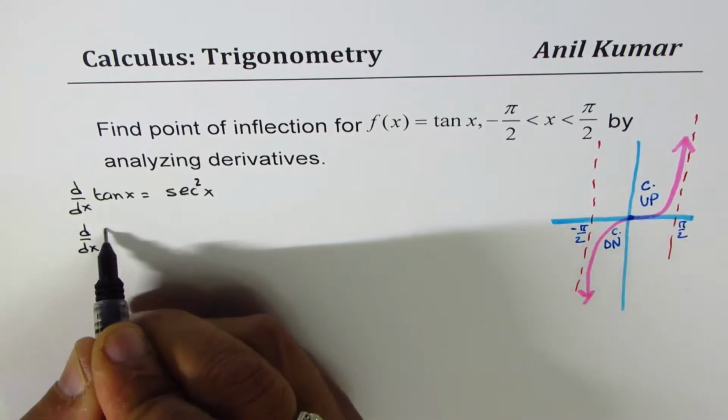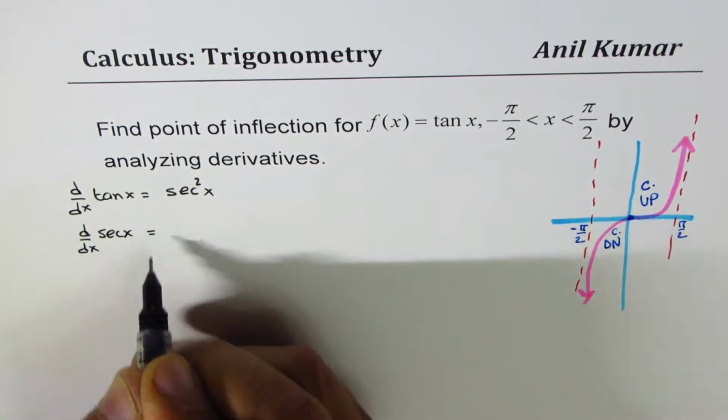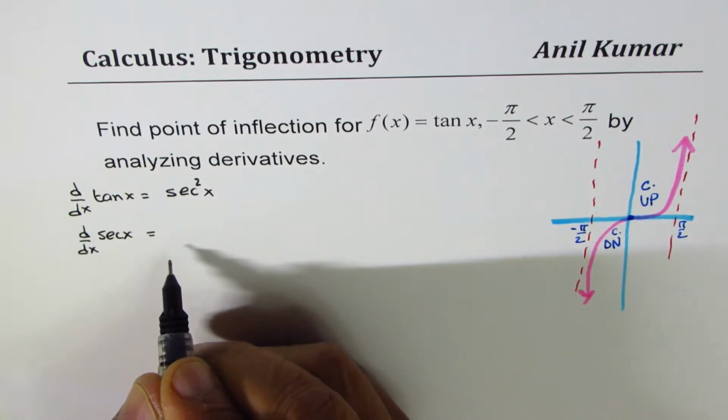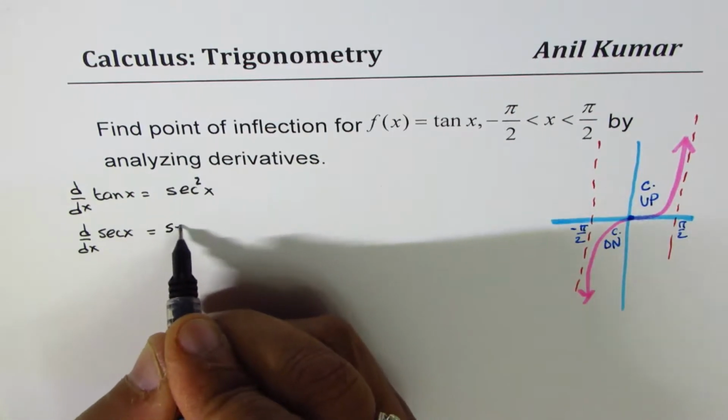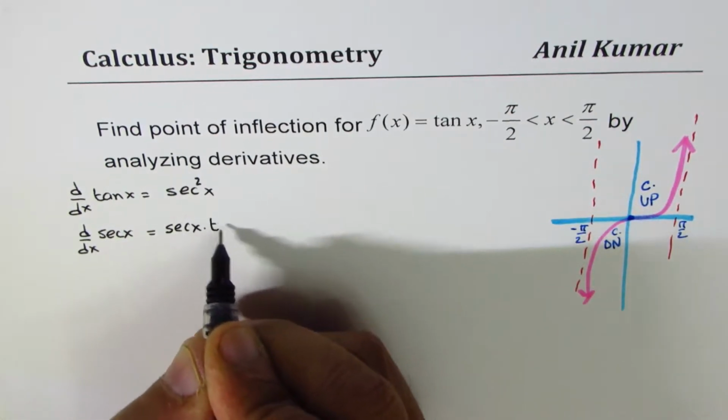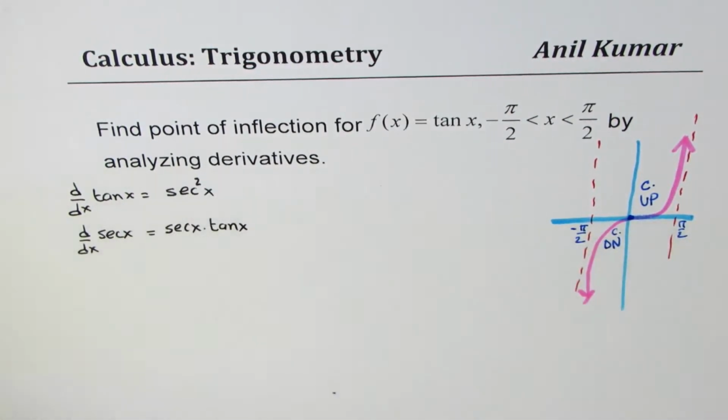What is the derivative of secant x, right? So the derivative of tan x is secant square x. What is the derivative of secant x? It is secant x tan x. You'll need these two derivatives. Perfect. You can actually pause the video now, answer, and then look into my suggestions.